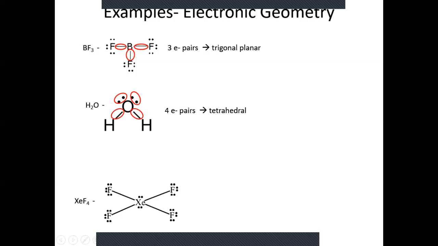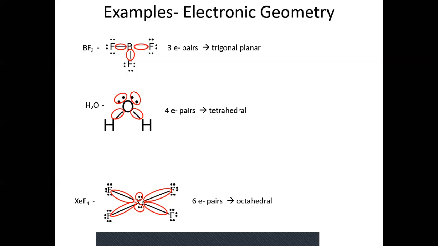Next we have xenon tetrafluoride. Xenon tetrafluoride has 6 electron pairs around the central atom. This consists of 2 lone pairs and 4 bonding pairs, but we're not interested in the difference. We're just interested in the total. So this would have 6 electron pairs and be classified as octahedral geometry. Again, if you can draw the Lewis structure correctly, you just count the number of pairs of electrons around the central atom, keeping in mind that double and triple bonds are counted as 1.